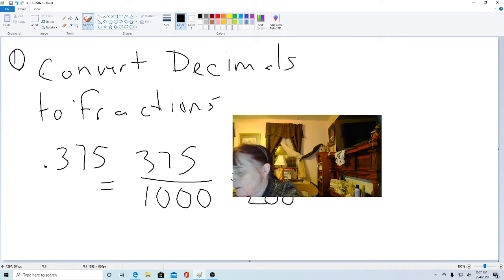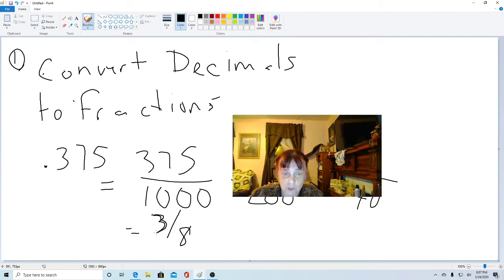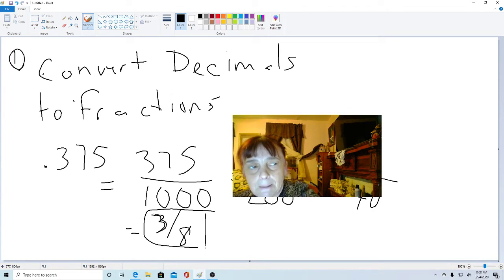You can divide 75 by 5 again, and you get 15. 200 divided by 5 is 40, and that's still not reduced because both of them will divide by 5. 15 divided by 5 is 3, 40 divided by 5 is 8. So 0.375 is 3/8 in lowest reduced form. Reduced means there's nothing that will divide into 3 that will also divide into 8. So 0.375 is 3/8.